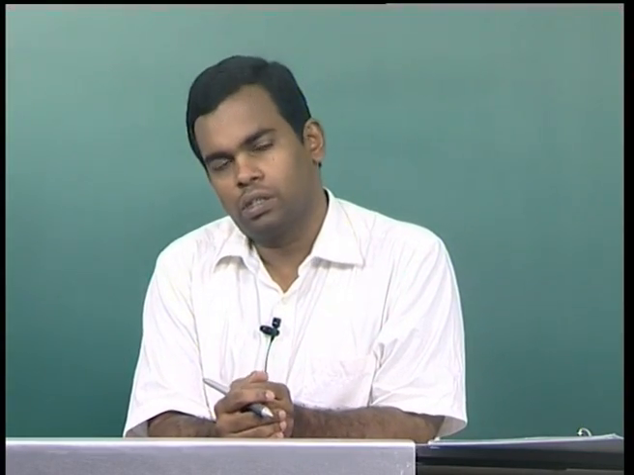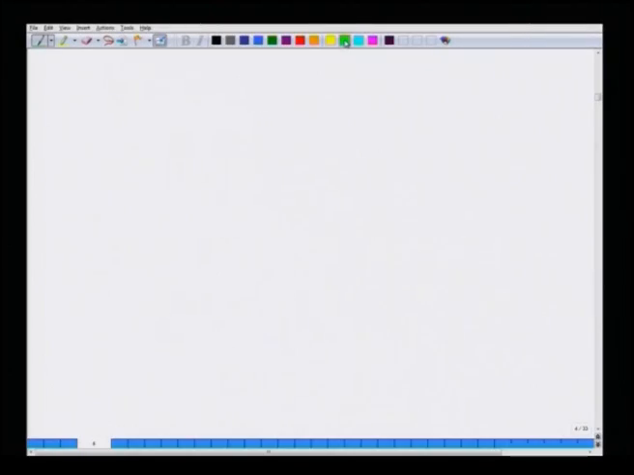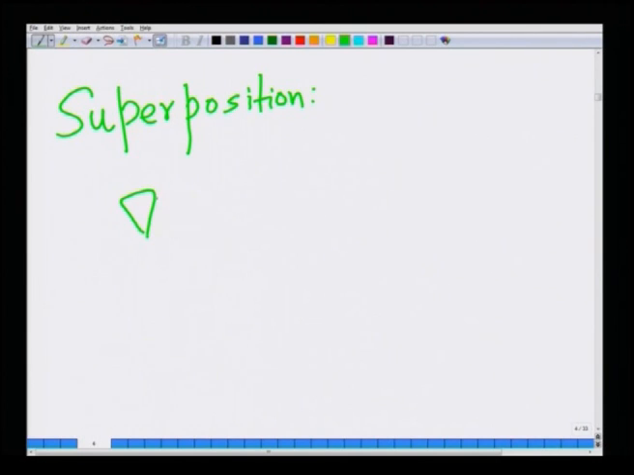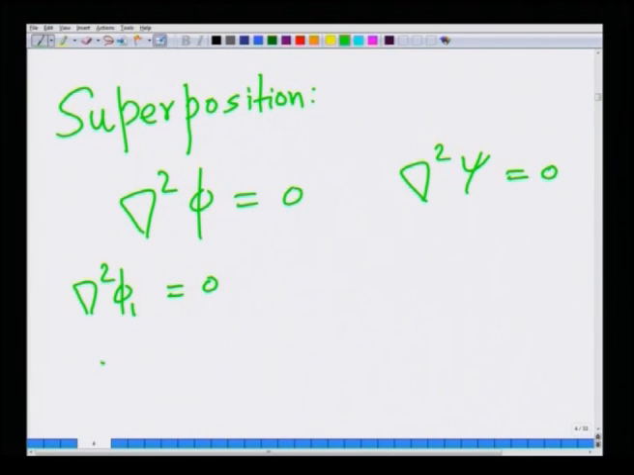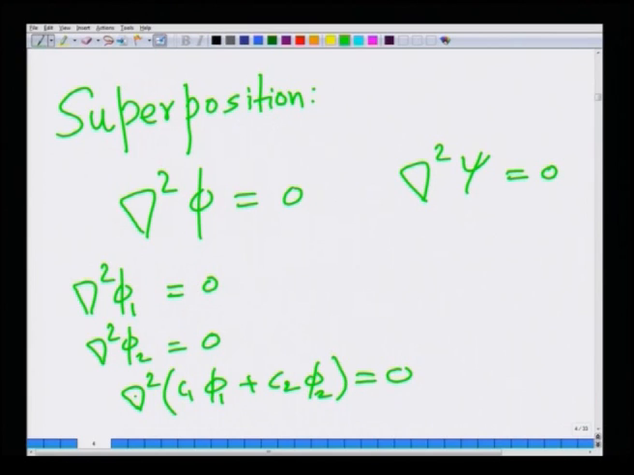Now, we are going to discuss a very important concept in potential flows, what is called superposition. The Laplace equation that governs the stream functions and potential are linear equations. So, if phi 1 and phi 2 are solutions of the Laplace equation, then so is some constant times phi 1 plus some other constant times phi 2. So, if you have two solutions to the Laplace equation, then any linear combination of these two solutions is also a solution to Laplace equation.